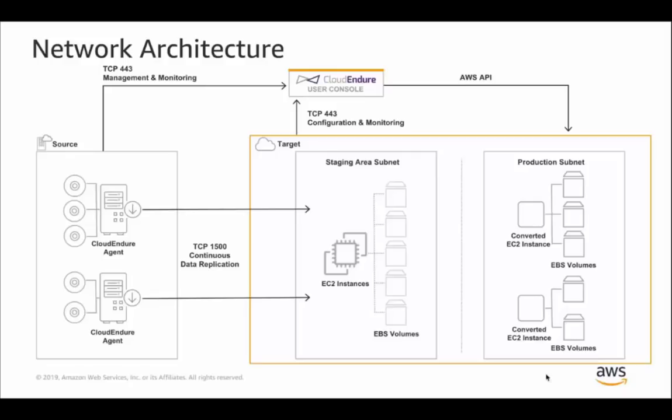CloudEndure also ensures that all data is secure by encrypting all of the traffic in transit using AES 256-bit encryption. And you can also encrypt the EBS volumes at rest using your own AWS KMS account key. Staging and production areas can reside in the same subnet or VPC or separate ones within the region, depending on your security and access requirements. So again, CloudEndure is able to do this automatically. Everything is orchestrated with simple clicks of the button.